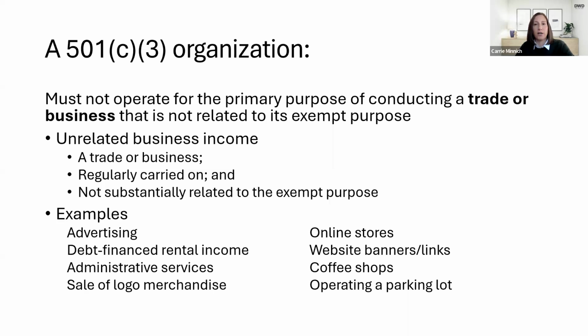Debt-financed rental income: if you have a building and the building has a mortgage on it, and then you're renting out part of that building or that space to someone else to use, that's almost always considered unrelated business income. Also, if you're providing administrative services to another nonprofit, or the sale of logo merchandise. I know a lot of organizations will sell logo shirts, hats, and such with their nonprofit name on it. That's really probably considered unrelated business income. We talked about coffee shops, and if you're operating a parking lot or have online stores, these are normally considered unrelated business income.